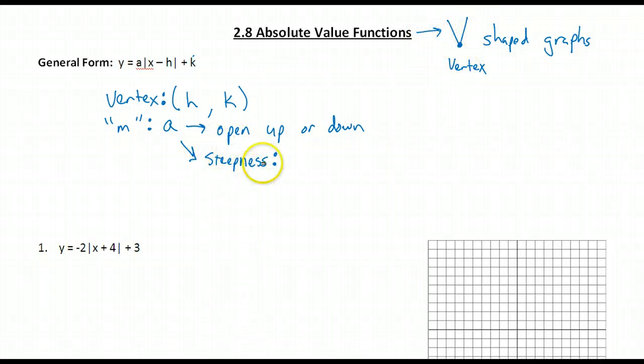If we have a large steepness, a value that's greater than 1, we're going to have a narrow V. If we have a small steepness, a value that's between 0 and 1, our V is going to open up wider because our slope is going to be less steep.